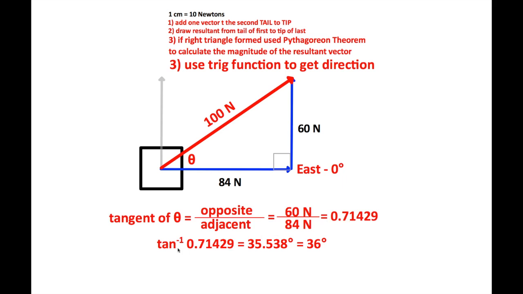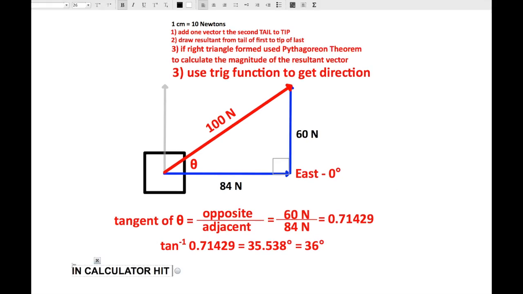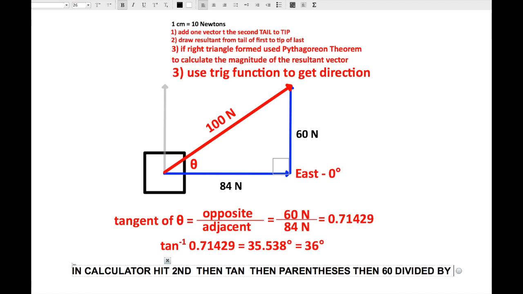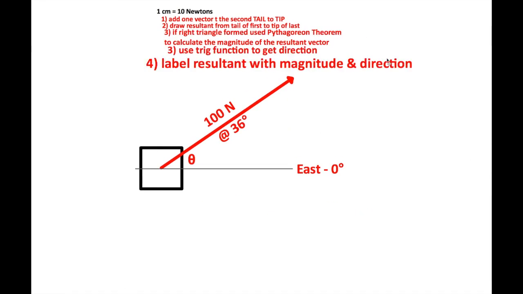So what we have to do is find the inverse tangent of 0.71429, and that is how we'll get our angle. If you are rusty on the calculator, in your calculator you simply hit the second button, then hit tan for tangent, then go ahead and start a parentheses, and you would then take 60 divided by 84, because that's my opposite, divided by my adjacent. Then end parentheses, hit enter, and bang, you've got your angle. Now I can simply show my resultant, its magnitude of 100 newtons, its direction of 36 degrees, and that's how you do it.